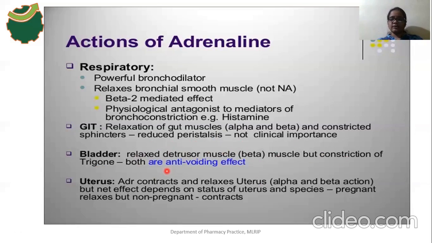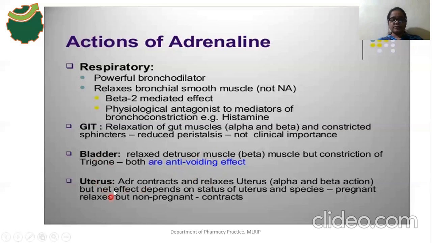Okay, what do you mean by voiding? Voiding means urination. As a result of these two functions, relaxation of the detrusor muscles and contraction of the trigone, what will happen? It blocks the voiding activity of the bladder. Means an anti-voiding effect occurs, and urinary incontinence is reduced.